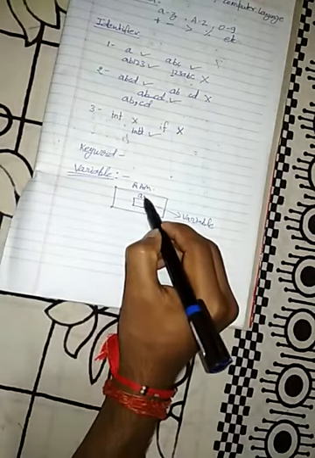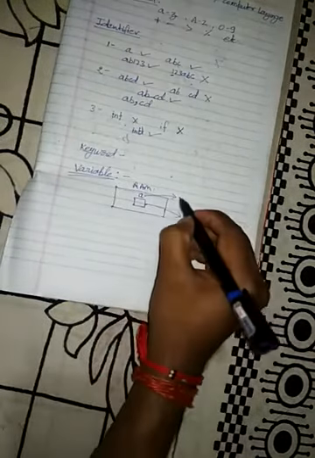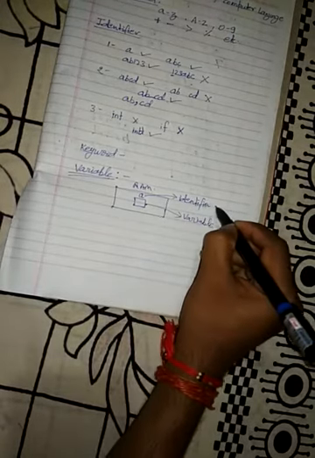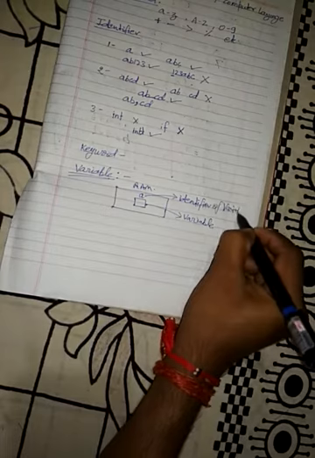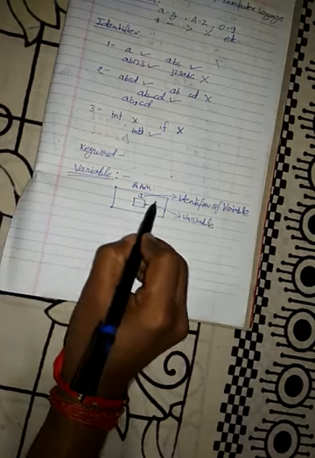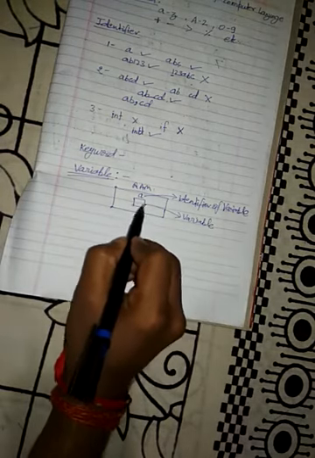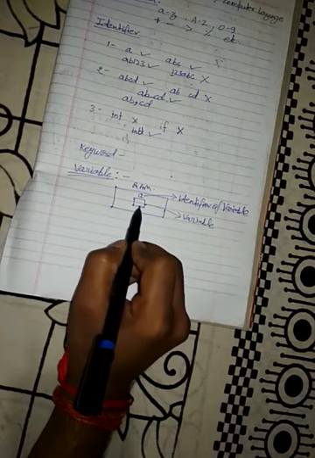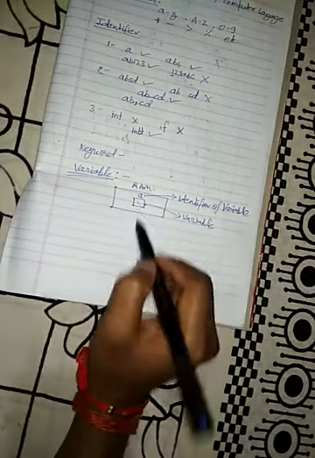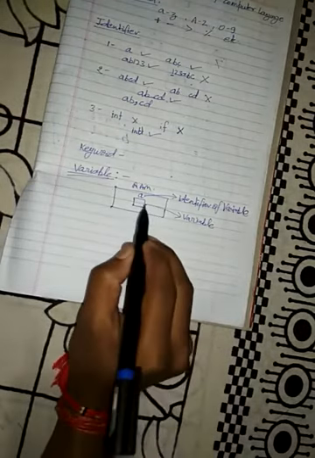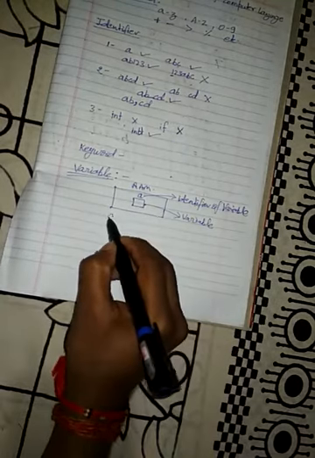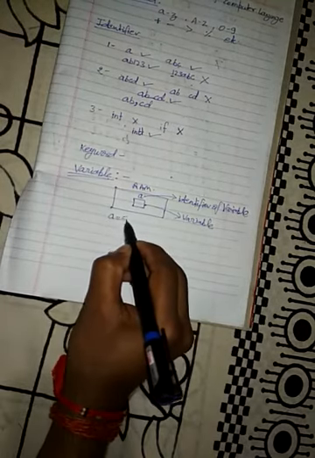But actually this A is an identifier of a variable. This A belongs with this space. That's why sometimes A is considered as a variable. If we want to store a value at this place, then we can write like this: A is equal to 5.